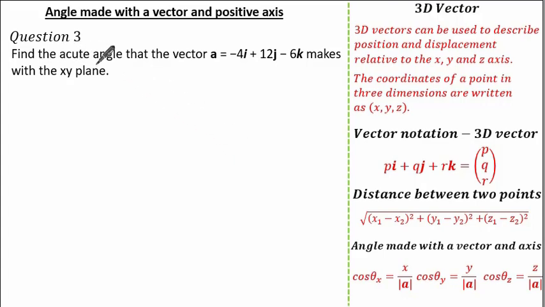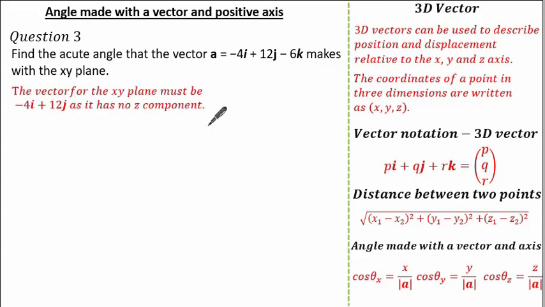Here the question wants us to find the acute angle between the vector A, which is given as minus 4i plus 12j minus 6k, and the xy plane. This is a great question. See if you can give it a go and press pause if you need. Well done. So let's have a look at what it means by this xy plane.